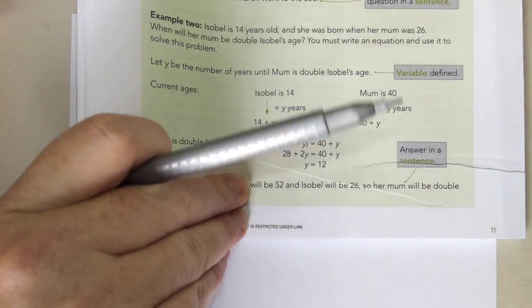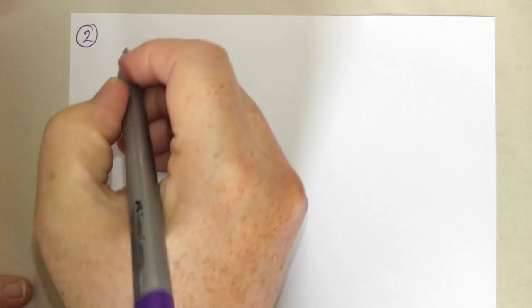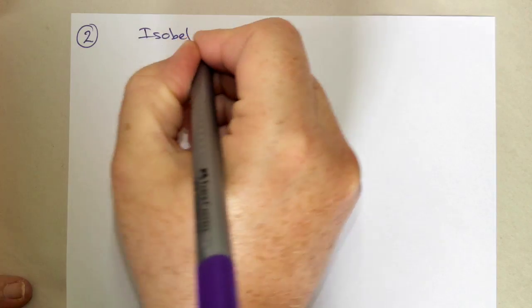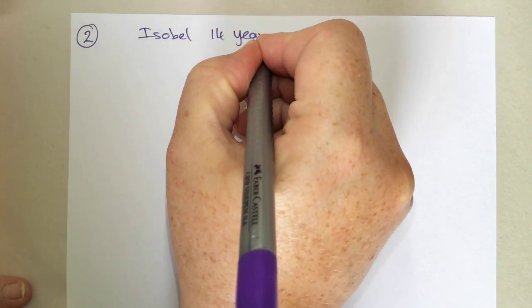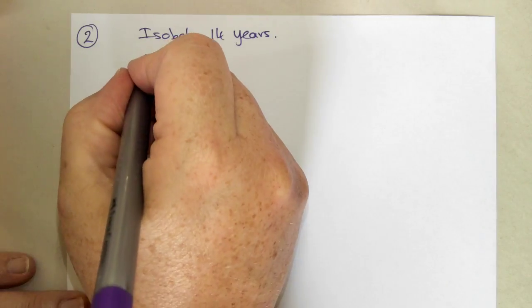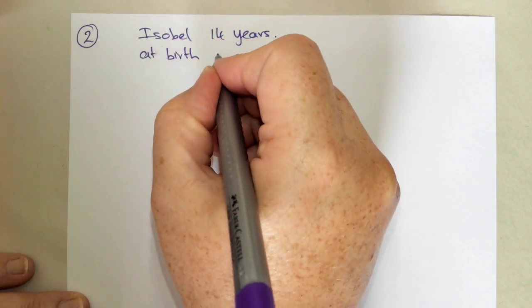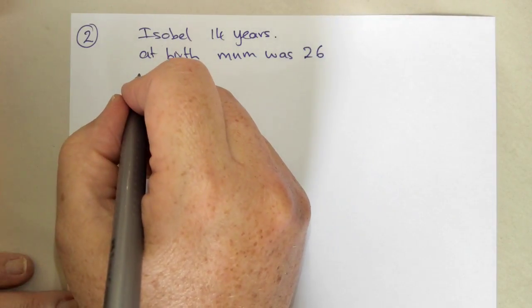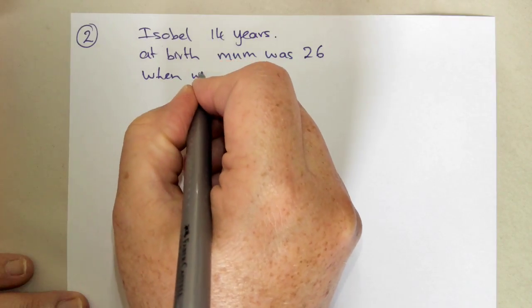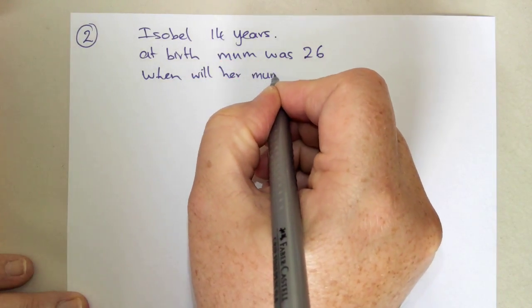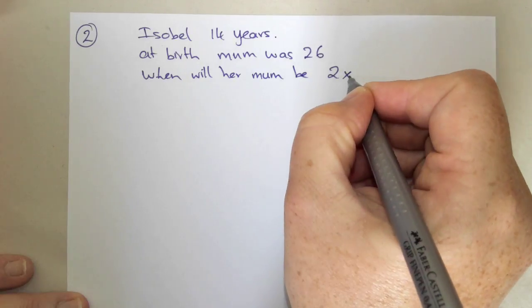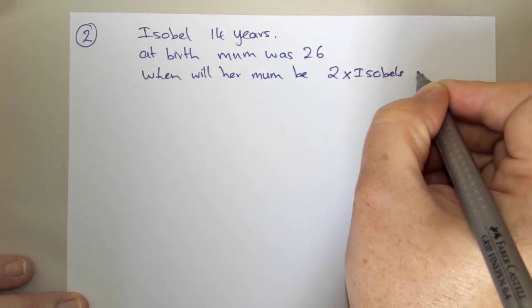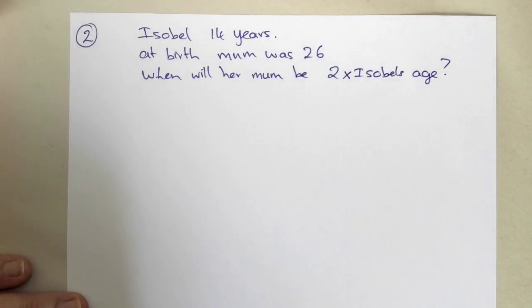Okay, so let's just quickly summarise that information. So we know Isabel, at the moment, is 14 years old. When she was born, so at birth, her mum was 26. And we want to know when will her mum be double, so 2 times, Isabel's age. Okay, so let's think about that.